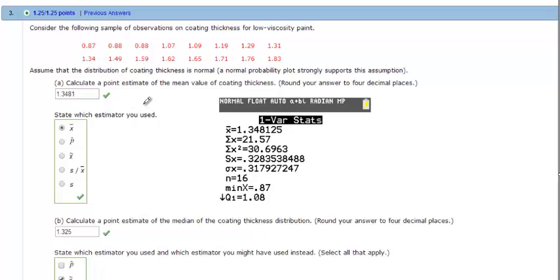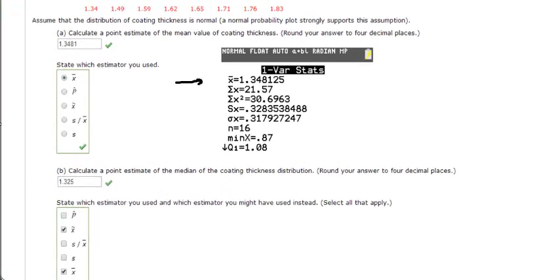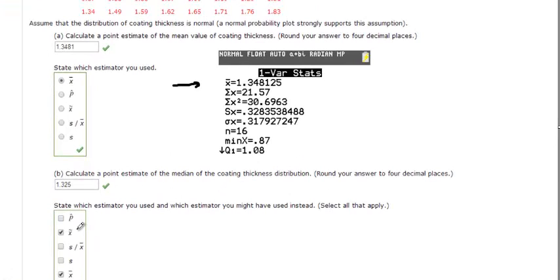And they asked me to calculate a point estimate for the mean. So 1 point, there it is right there. There's my mean. That's X bar. The median, if you scroll down, you'll see where it says median, and I just wrote down the median for that. They asked me a couple of questions on this. They not only say what did you use? And of course I said it was the median, but they said, what could you have used? And I could have used the regular mean for this, the X bar.